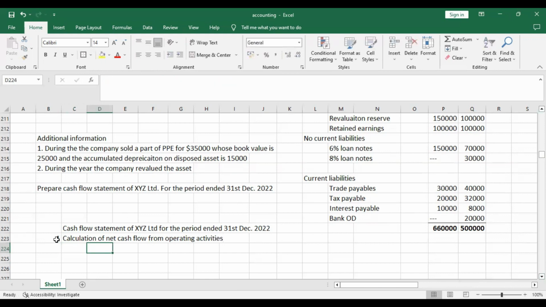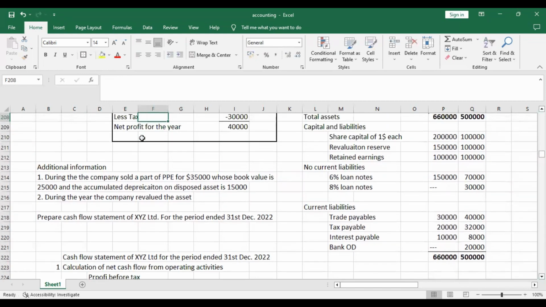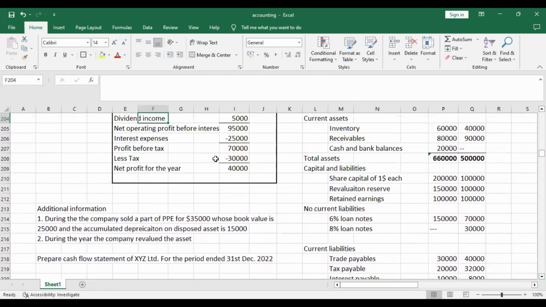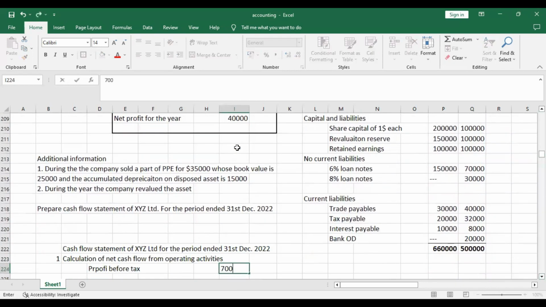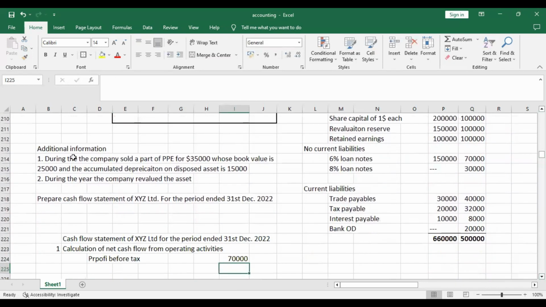For this, what is the starting figure you have to take? Profit before tax from the P&L account. Now go through the P&L account. What is the profit before tax given in the P&L account? Profit before tax is 70,000. So take 70,000 as the starting point. So we have taken 70,000. Very good.